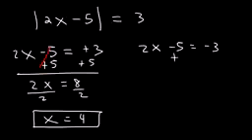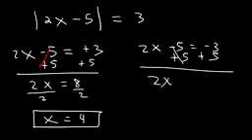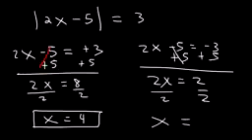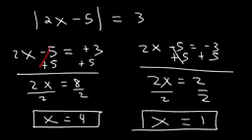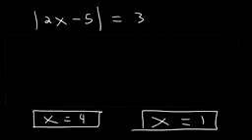Now let's get the next one. Let's add 5 to negative 3. Negative 3 plus 5 is 2. And then let's divide by 2. 2 divided by 2 is 1, so that's x. Now you can check your work. Let's confirm that these two values are indeed correct. Let's replace x with 4.